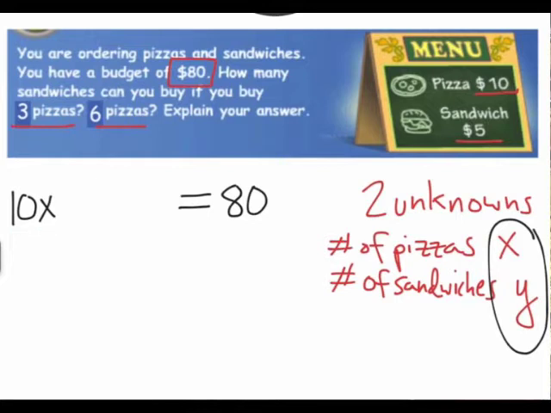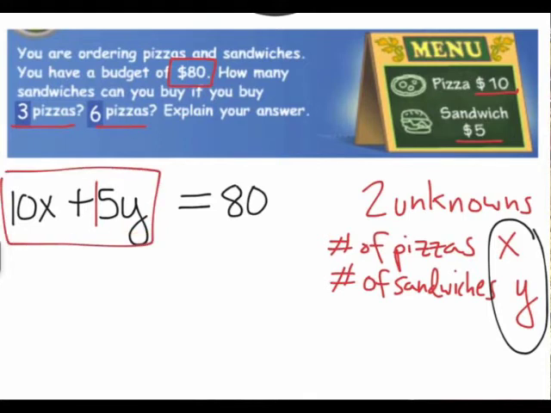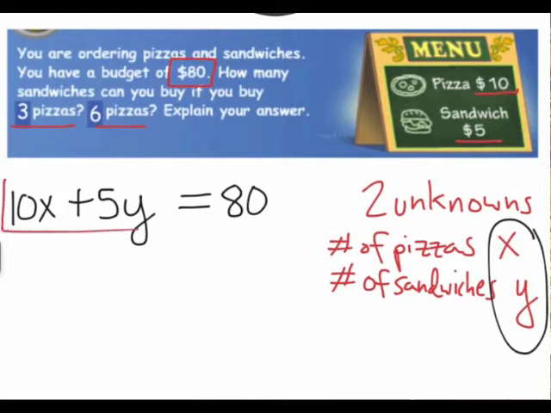Now let's do the same exact thing with the sandwiches. If we add $5 per sandwich times the number of sandwiches I buy, this represents the total cost of all the sandwiches. And then this, of course, represents the total cost of everything that I bought, which has to equal $80 because that is my budget. So now we finally have an equation that models this situation: 10x plus 5y equals 80.